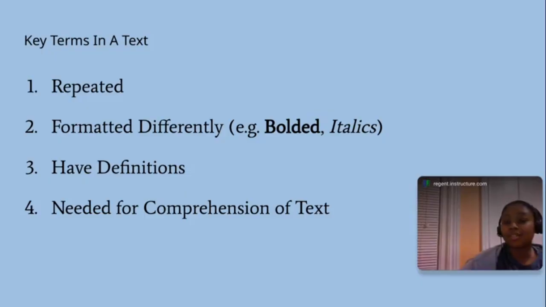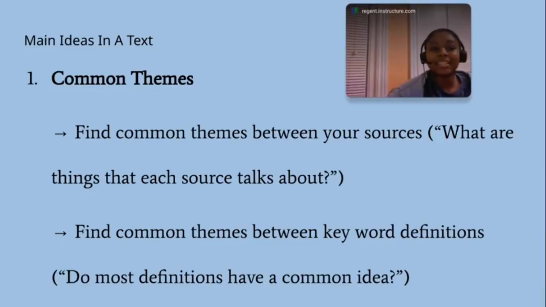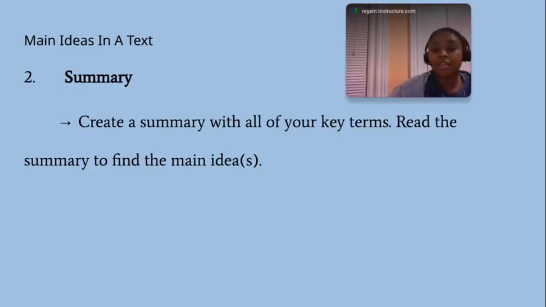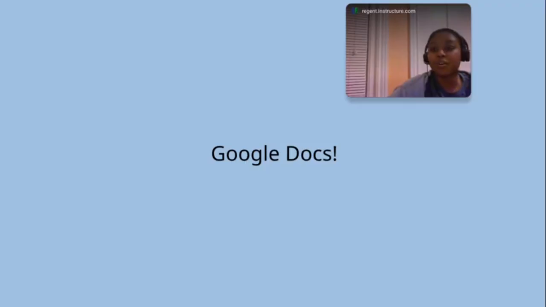Let's look at how to identify main ideas this time. Main ideas in a text, you want to pay attention to common themes. So find common themes between your sources. Ask yourself, what are things that each source talks about? You also want to find common themes between keyword definitions. So look at your keyword definitions and ask, do most definitions have or hold a common idea? Most likely, that idea is a main idea. You can also create a summary with all of your key terms and then read the result to find the main idea or ideas. Let's move on to our Google Docs.